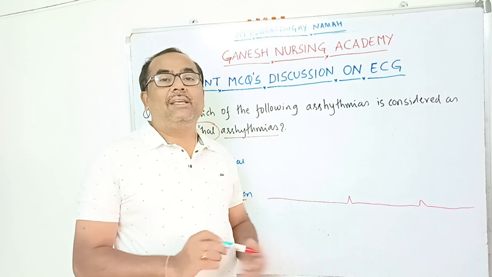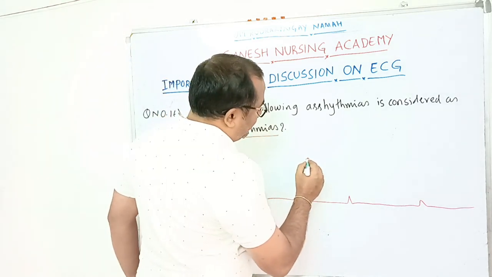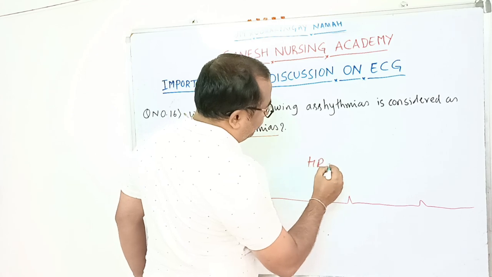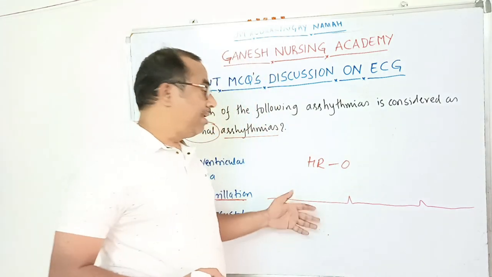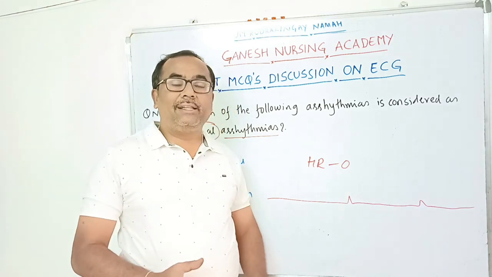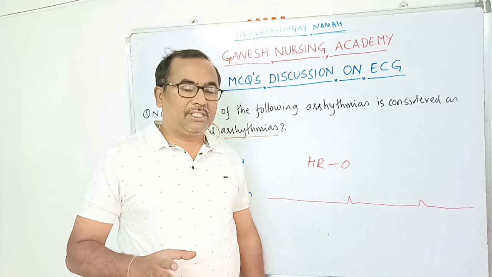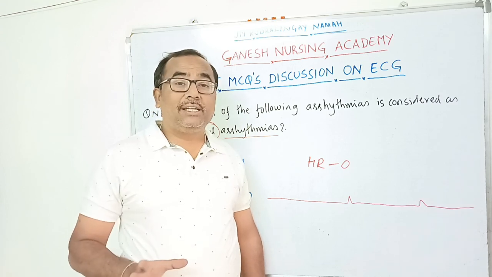We should not give any shock here. Defibrillation is not indicated. When you see the pulse and heart rate, it will be almost zero here. There is no pulse or electrical activity. In this asystole, we have to manage it with cardiopulmonary resuscitation, and no shock is indicated.